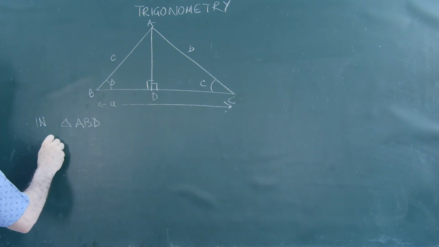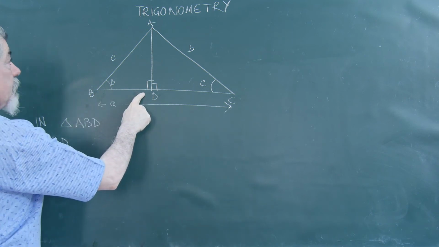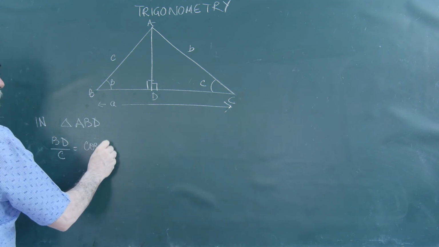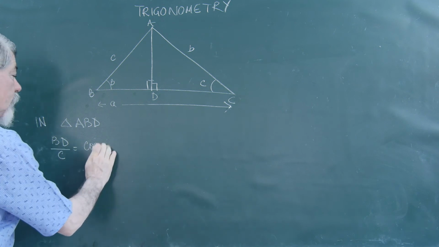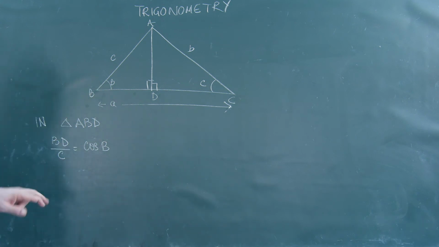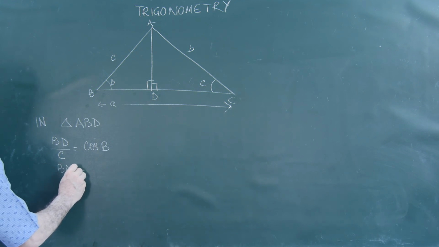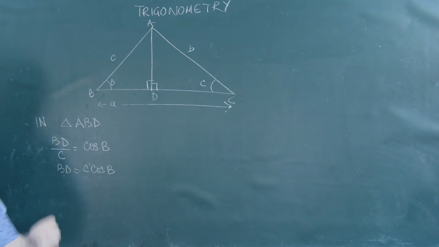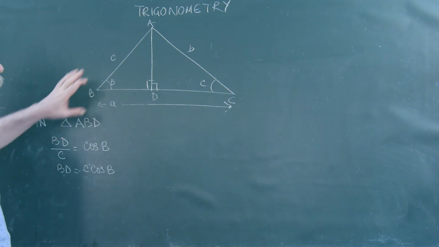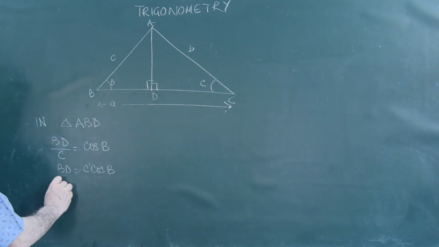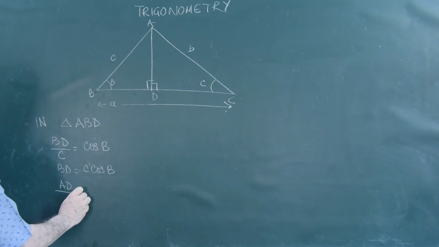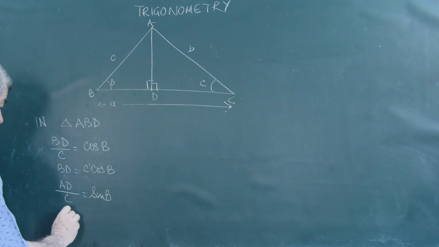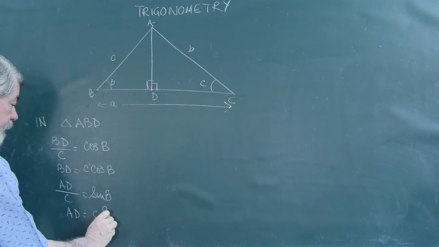Let me calculate BD. BD is the base. Base upon hypotenuse is cos theta, cos B. Not theta here, the angle is B. So BD will be c cos B. The c is small c, the side c. Similarly, AD, perpendicular upon hypotenuse, will be equal to sine B, so AD will be equal to c sine B.